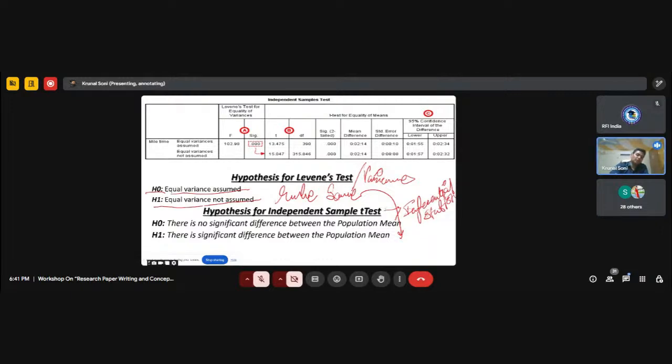For this test, you have to check this figure, and for this test, you have to check this figure. So there are two significance values given over here, right? That is where you have to differentiate. First of all, once your normality has been checked, you have to check the equal variance assumed. Here again, the rules for P are the same. The null hypothesis is accepted when your P value is greater than 0.05, and the alternative is accepted when your P value is less than 0.05.